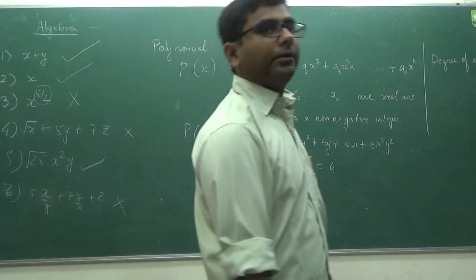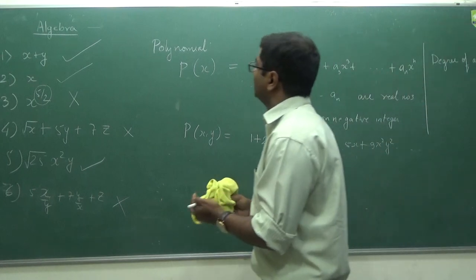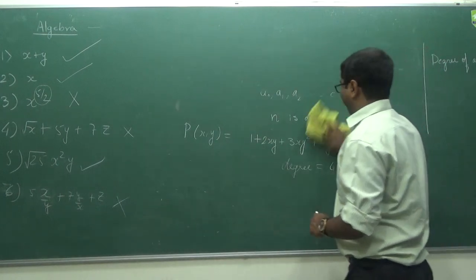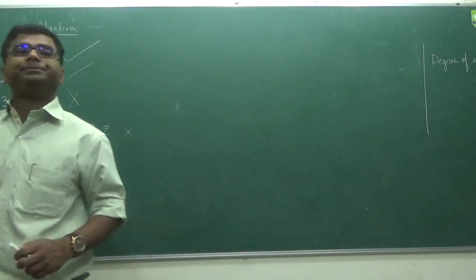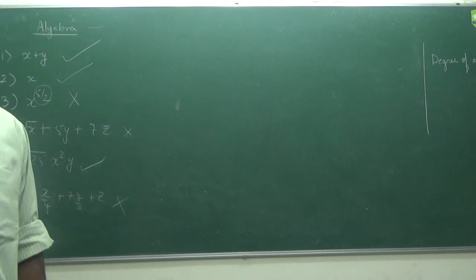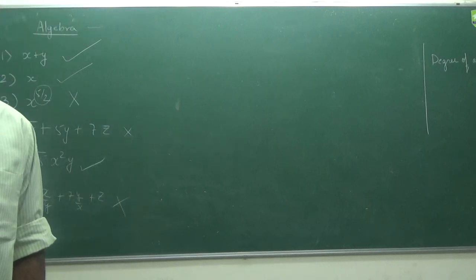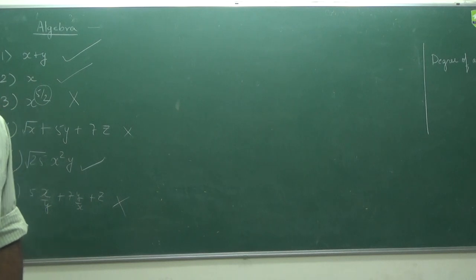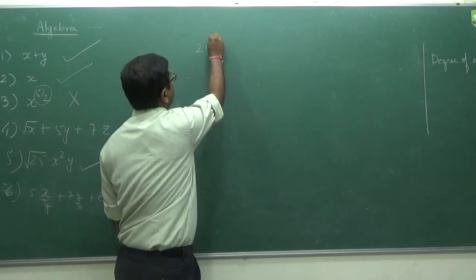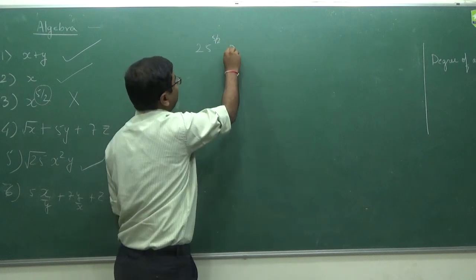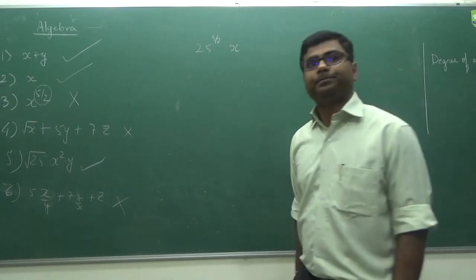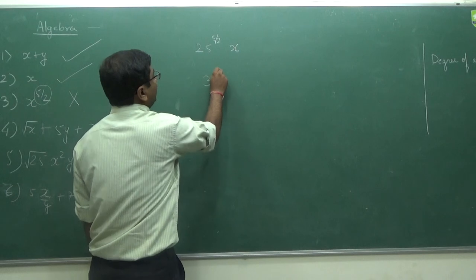Okay, fair enough. Now let us classify polynomials in terms of their degrees. Okay? So if you have something like 25 to the power 5 by 2 x, will that be a polynomial? No, you learned the definition. Let's go by the definition. 25 to the power 5 by 2 x is a polynomial, yes or no? Yes. Why? So 39 to the power 5 by 2 x.